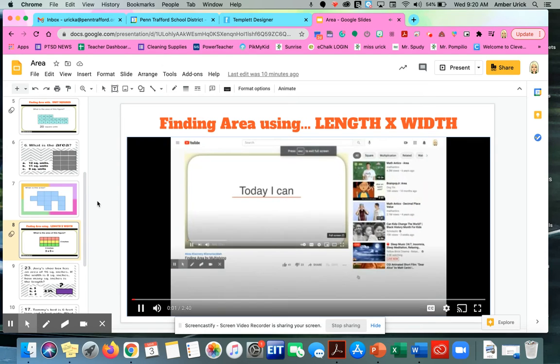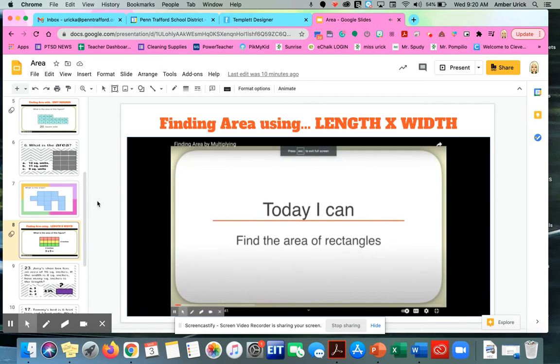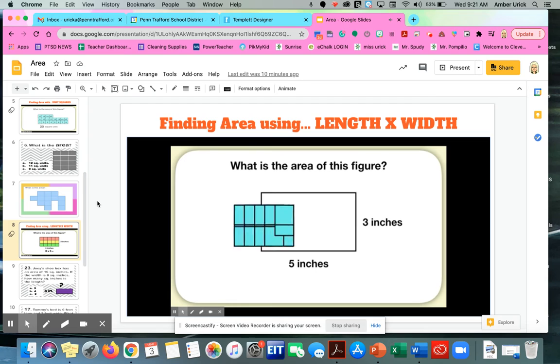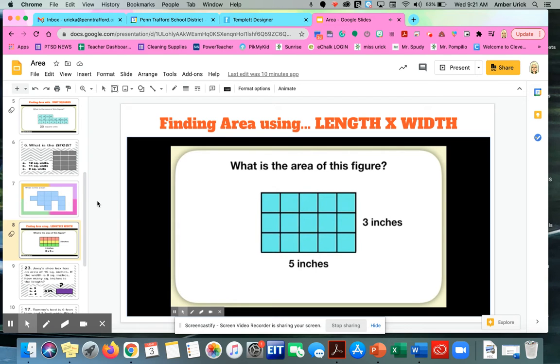Today we are learning how to find the area of rectangles. Let's say you wanted to find the area of this figure. Remember, we can find area by seeing how many of these 1 inch by 1 inch unit squares would fill the shape. We could fill it up and see that this shape has an area of 15 square inches. But for rectangles, there's actually an easier way we can do this.